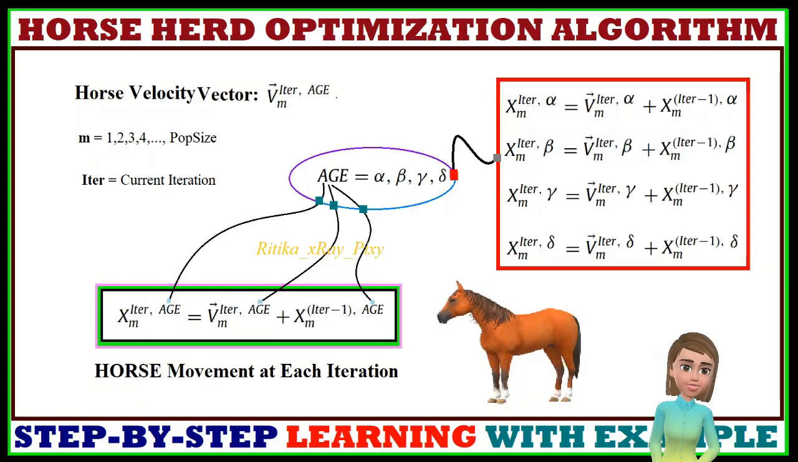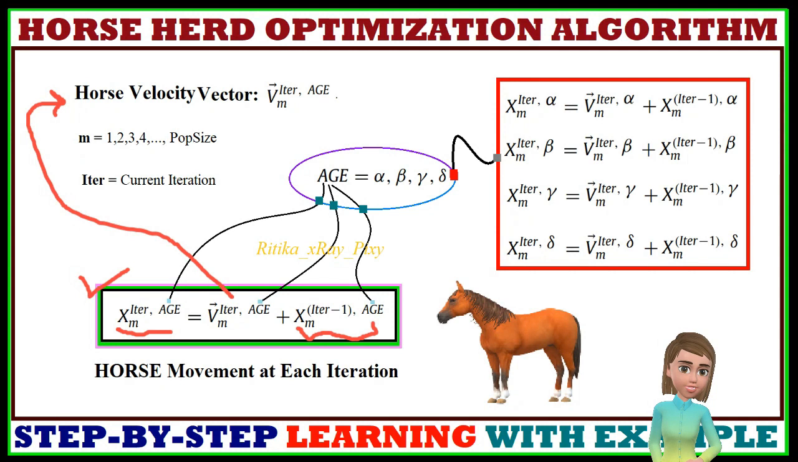Now here you can see this is the mathematical model that we can use to update horse position in the search space at each iteration. So this is the new position for the horse, and this is the horse velocity vector, and this is the horse older position, and here you can see we have age that represents the horse age, whether it is an alpha horse, beta horse, gamma horse, or delta horse.